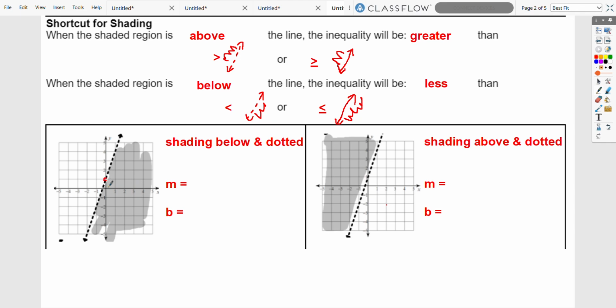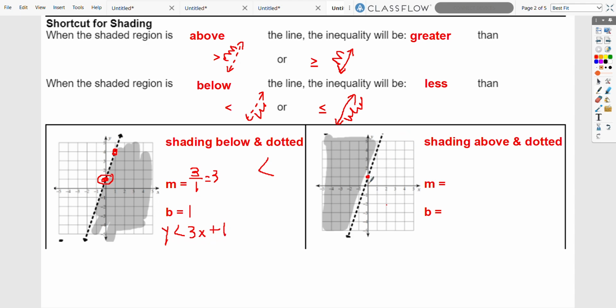Let's go through a couple quick examples. Here we find our slope again. We can use these points here. It looks like we rise 3, we run 1, giving us a slope of 3, and it crosses the y-axis at the number 1. And since the shading is below and it is dotted, it is going to be the less than symbol. So that makes our inequality y is less than 3x plus 1.